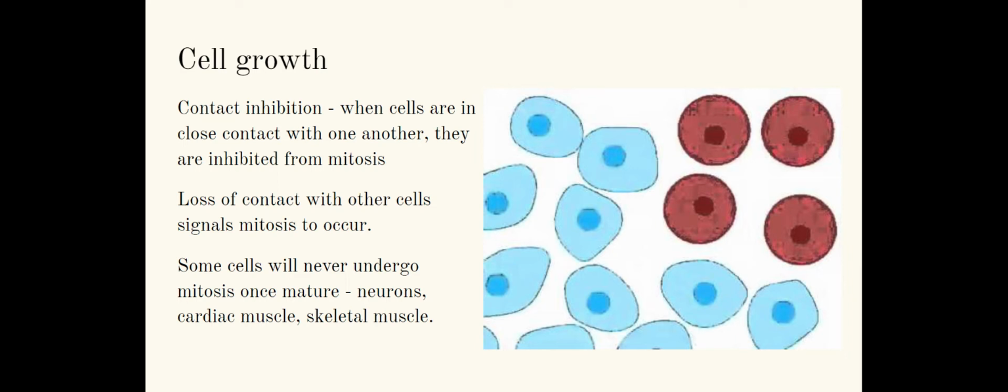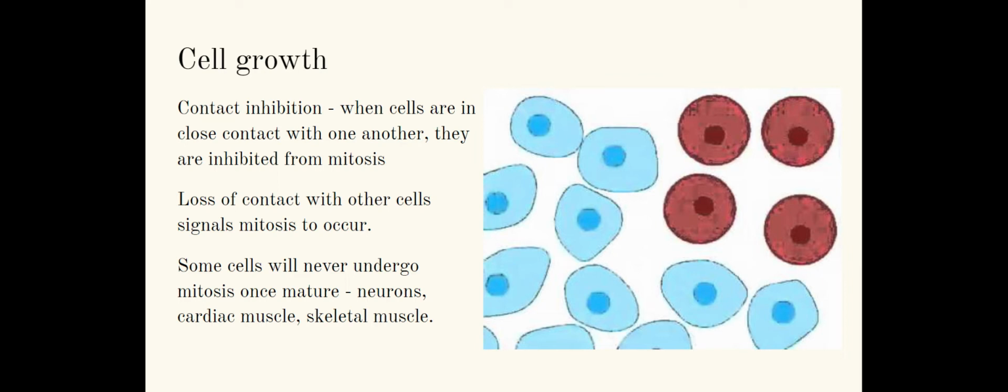Anyway, cell growth happens in a couple different ways. There's contact inhibition. That keeps the cells from multiplying. When cells are in close contact with one another, they are inhibited from mitosis. That's one of those things that tells the suppressor genes, keep everybody in line. If you have a loss of contact with those other cells, let's say you get a cut, or there's some other loss of healthy cell tissue, if a cell is able to undergo mitosis, it's going to get a message that's going to tell it it's time to make more cells.